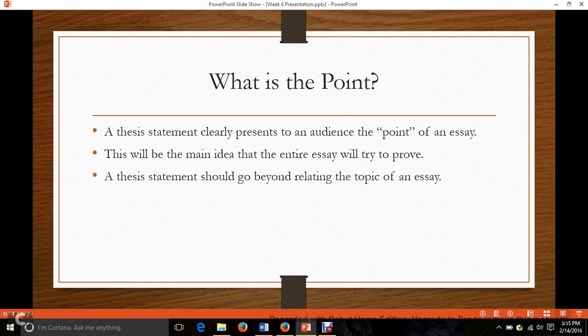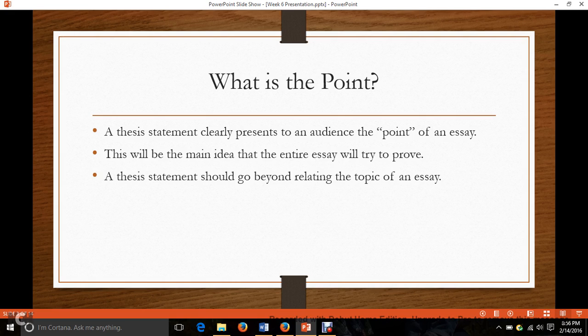And it should also go beyond relating just the topic. So we're not writing book reports, and I think I mentioned that last week. We're not writing book reports here. Book reports, if you recall from elementary school and middle school, is where you share in a piece of writing a summary of a book that you read, right? And that's not what we're doing. We're going beyond book reports for these essays.